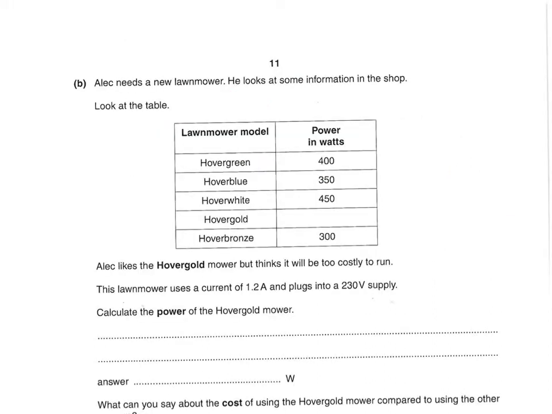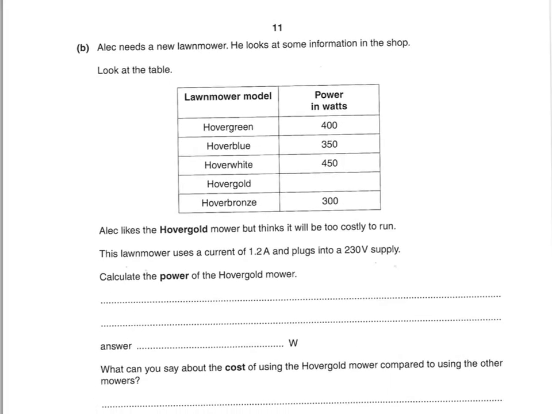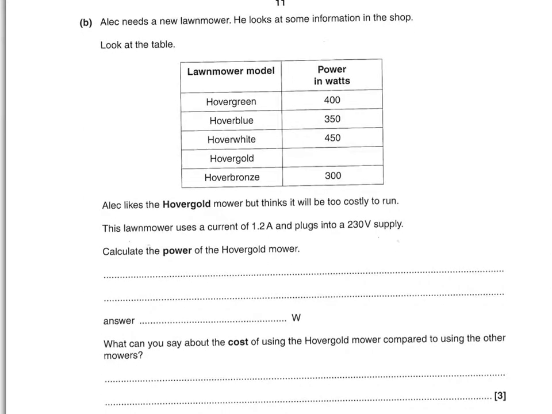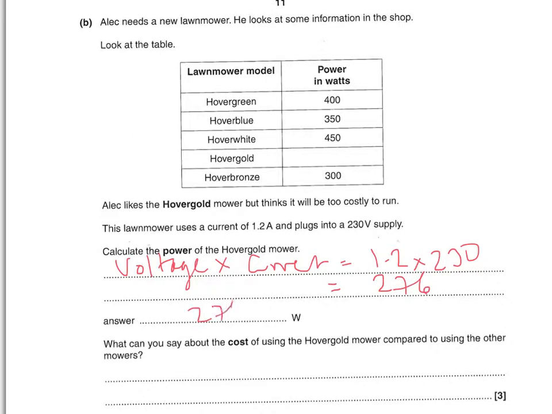Alec needs a new lawnmower. He looks at some information in the shop. Look at the table, there it is. Alec likes the Hovergold mower, but he thinks it will be too costly to run. The lawnmower uses a current of 1.2 amps and a 230 volt supply. Calculate the power. So remember, power equals voltage times current. That equals 1.2 times 230, so that equals 276. That gets you 2 marks.